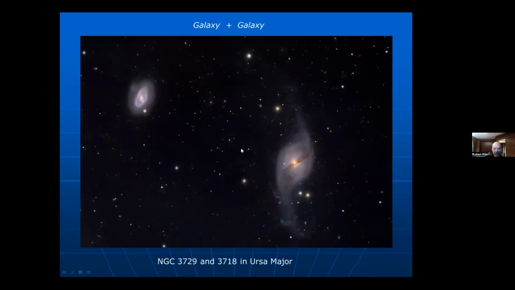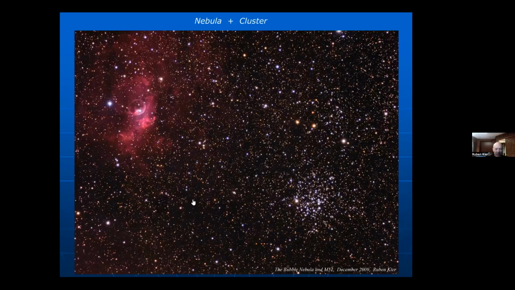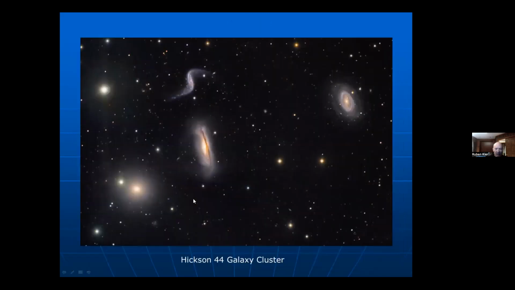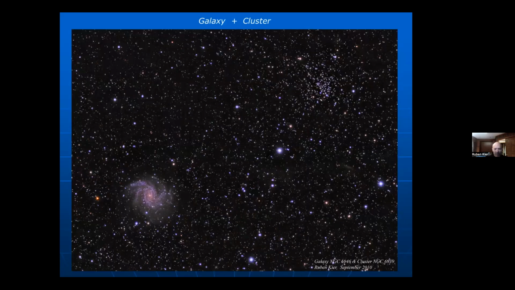Galaxy plus galaxy. And this is a nice mix of a variety of galaxies. Again, try to make sure that you don't have them all lined up horizontally in a row or vertically. You can mix it up, nebula with cluster. This is the Bubble Nebula and M52. Galaxy with cluster. Again, do it at an angle and aim for a center of gravity.